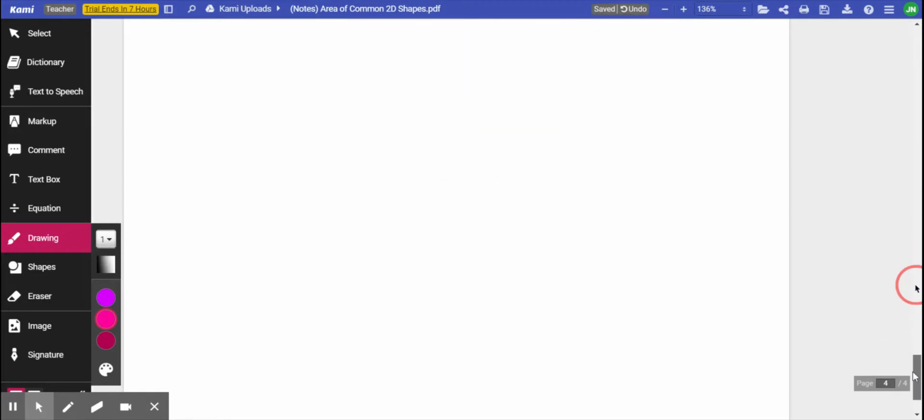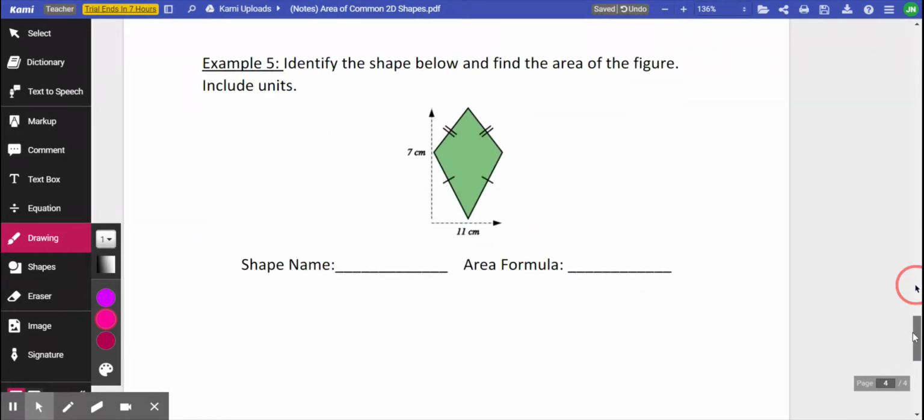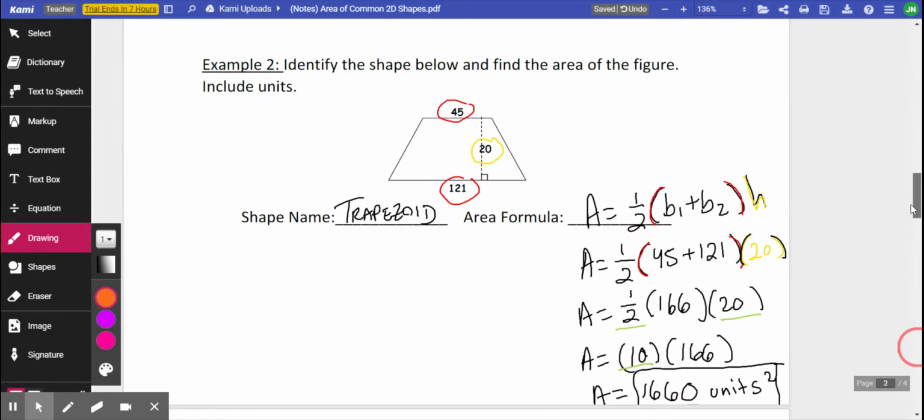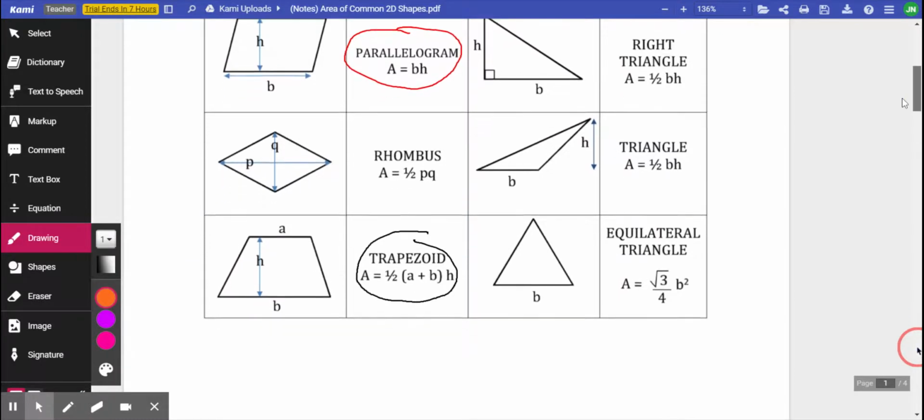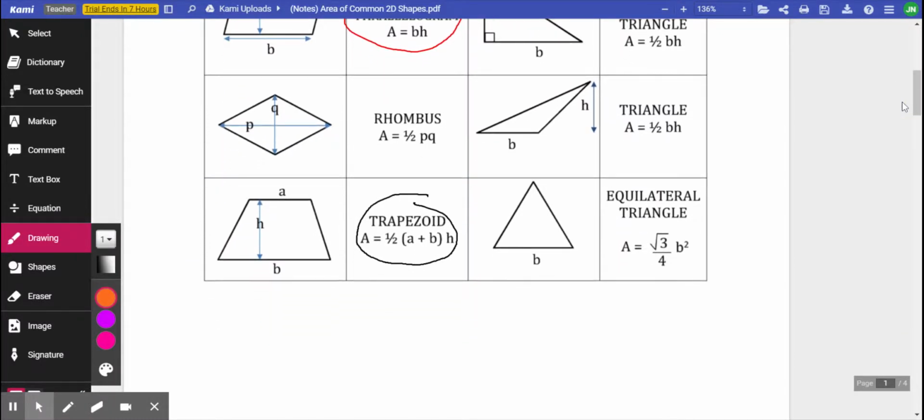The last one, I think this is the last one. Yeah, the last one that we're going to be going over is this one, which is basically giving you identify the shape below and find the area of this image. This is a kite, which goes by a different name. It is called a rhombus, and if you notice, it's right here on the left hand side. So right here on the left hand side, the formula to find the area of a rhombus is 1/2, kind of like the base times the height.